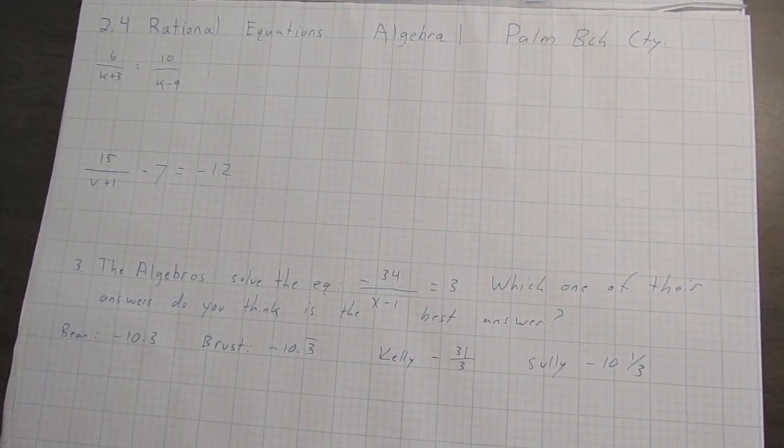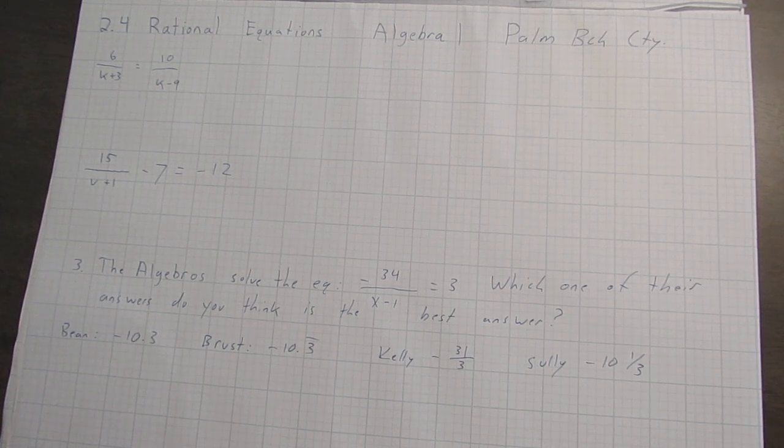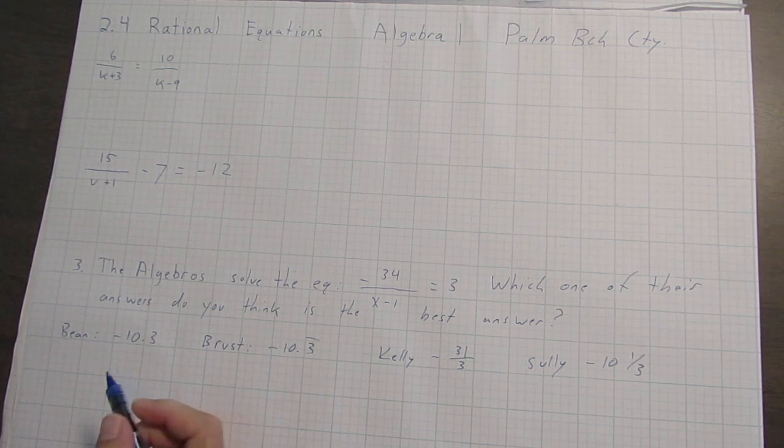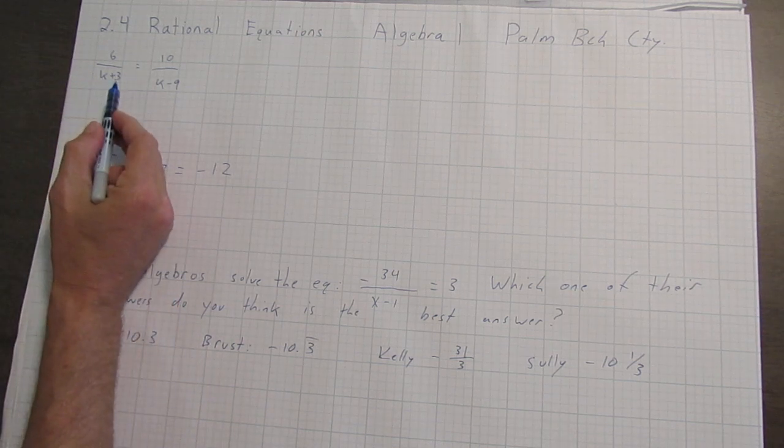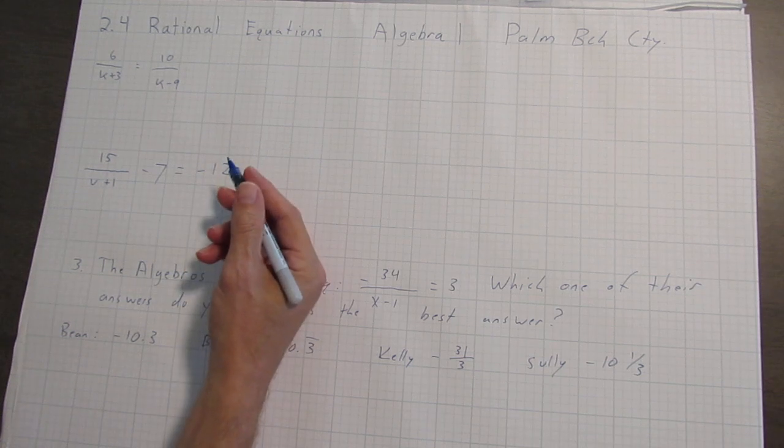Okay, today we're going to be covering rational equations for Algebra 1. This comes from a homework set in middle school in Palm Beach County. So we have 6 over the quantity k plus 3 equals 10 over the quantity k minus 9.